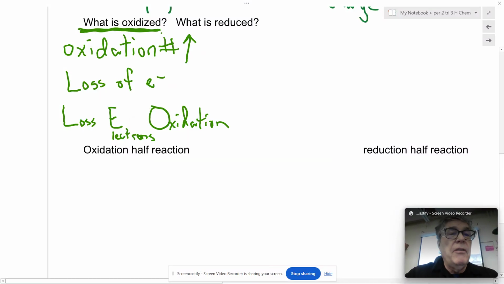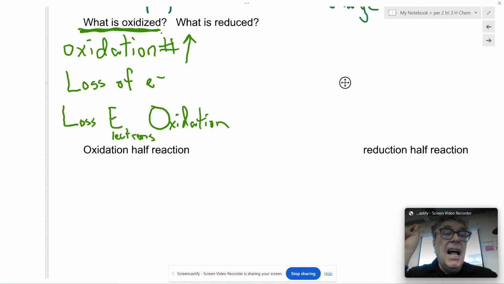So make sure you have those 3 bullet points. What is oxidized? It's when the oxidation number goes up because there's a loss of electrons. And we often remember that with LEO.